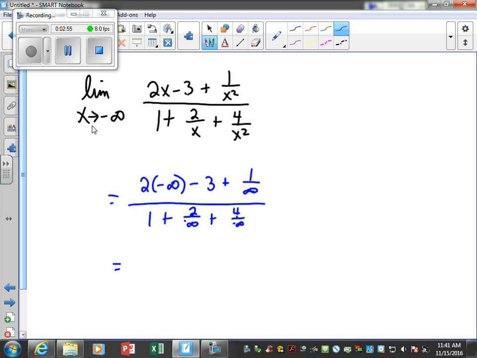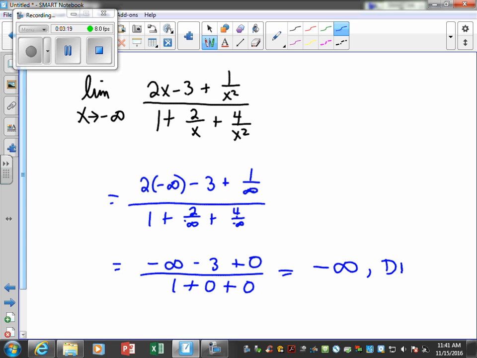So what happens if you have 2 times a negative infinity? What do you think? It's going to be a negative infinity, right? Minus 3 and then plus 0. 1 plus, then we get 0 and 0. So a very large negative number minus a negative number is just going to give us what? A negative infinity, which does not exist. So we've seen one with positive, we've seen one with negative.